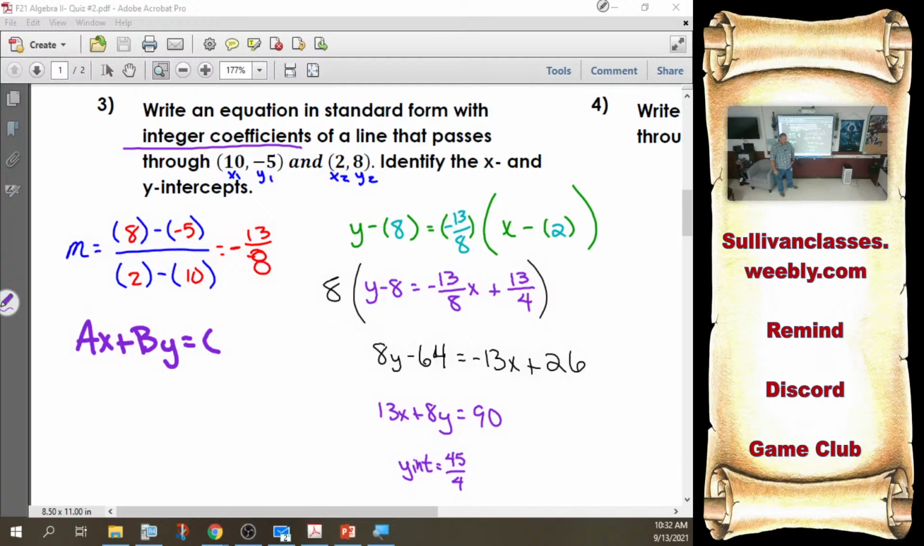If it's a terminating decimal, get in the habit of just working with the fractions. If I put a 0 in for y, I've got 13x equals 90, and I'll divide, and unfortunately that just stays butt ugly.